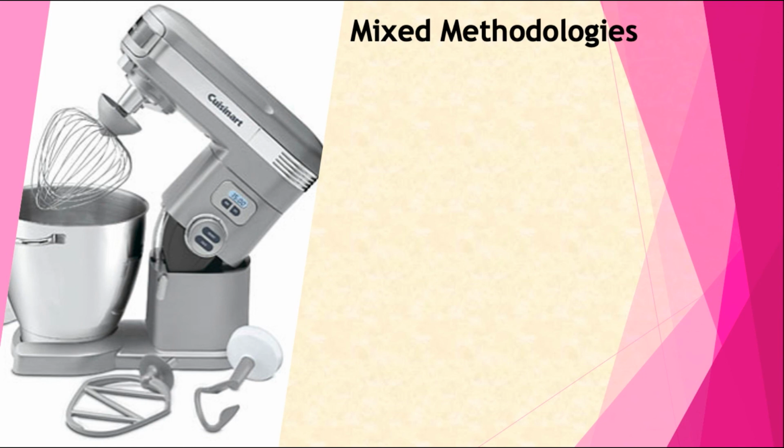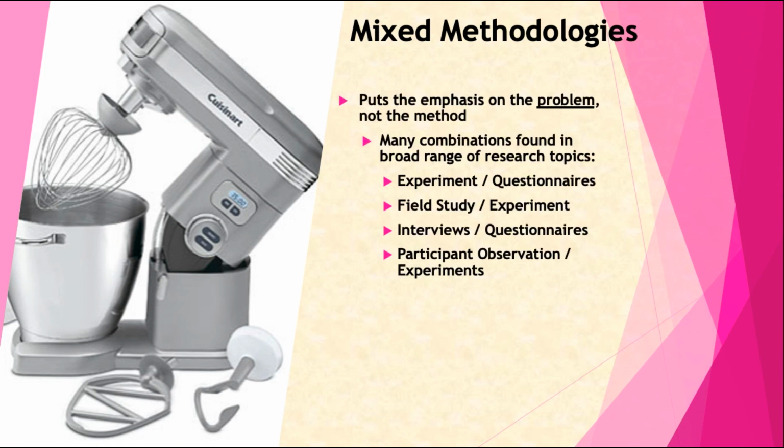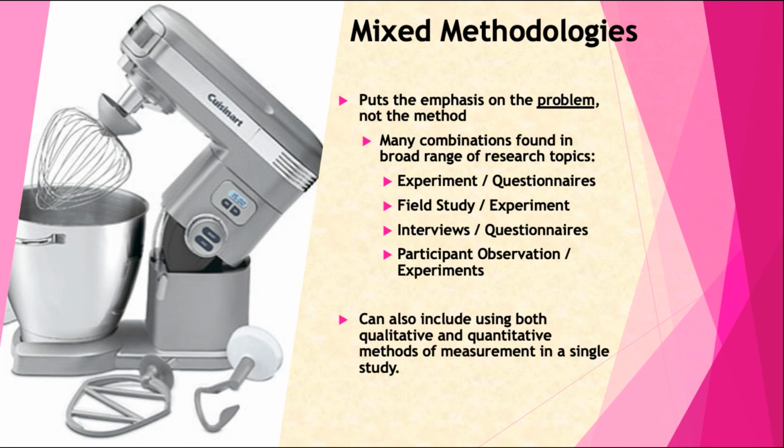And here also we can use mixed methodologies. We put the emphasis on the problem, not on the method. So many combinations are found in a broad range of research topics. For example, an experiment with a questionnaire, a field study with an experiment, or a questionnaire, we mean interview. Interviews also with a questionnaire, and participant observation with an experiment. Also, you can use both qualitative and quantitative methods of measurement in a single study. We'll discuss that maybe later in coming lectures.